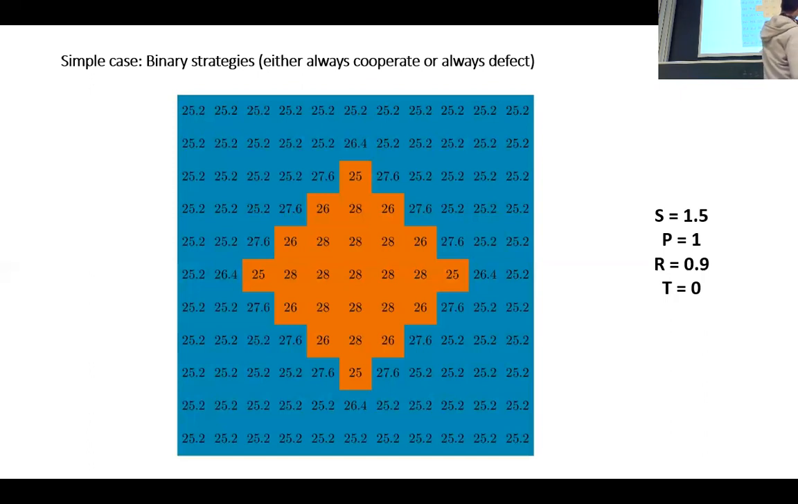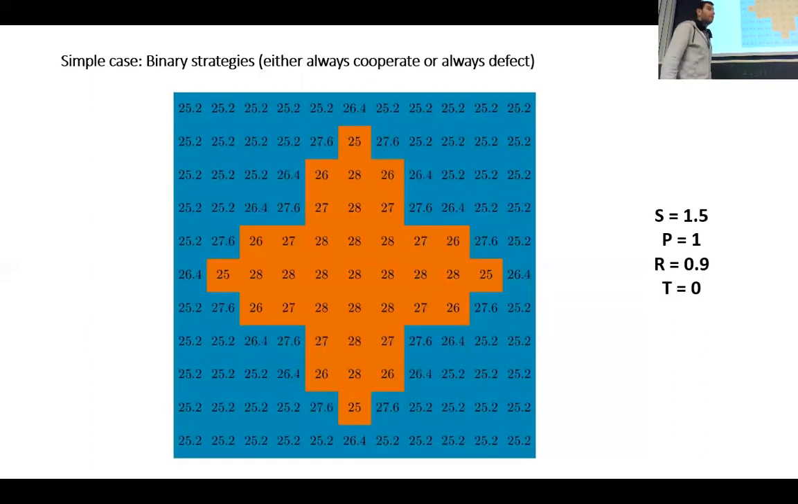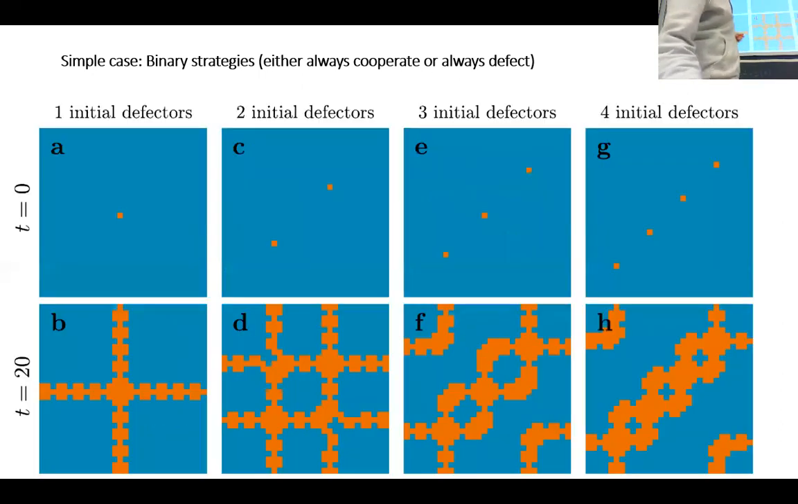So only the surrounding of the edge element, which has only one defective neighbor, is going to do better, so it will keep expanding. But you see that already the symmetry is broken, right? It's expanding in this direction, but not in these diagonal directions. So that is why for these kinds of parameters, we obtain these kinds of patterns.